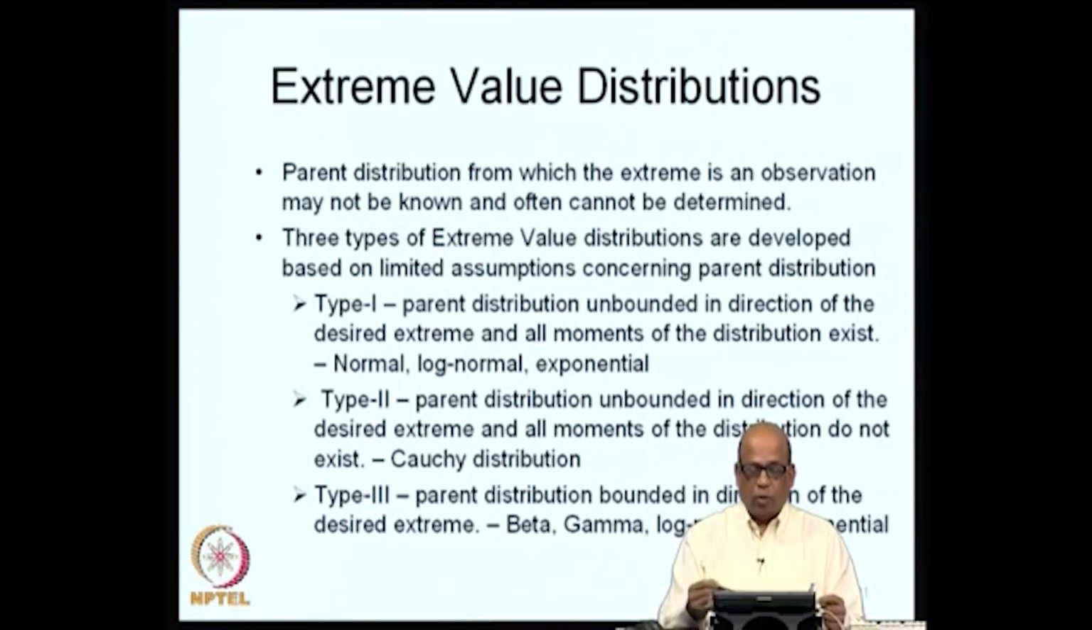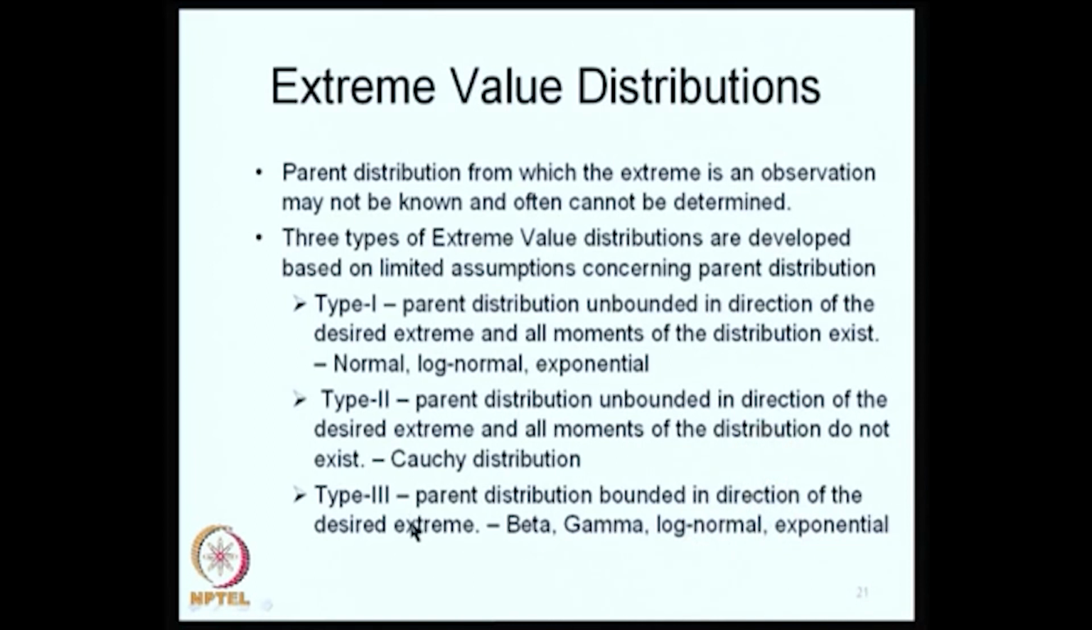What does the type 3 distribution indicate? The type 3 distribution makes an assumption on the parent distribution being bounded in the direction of the desired extreme. So, type 1 was unbounded in the direction of the desired extreme, whereas type 3 is bounded in the direction of the desired extreme. For example, gamma distribution and log normal distribution are both bounded on the lower side, because both are defined for x greater than 0. So, they are both bounded by x equal to 0 on the lower side.